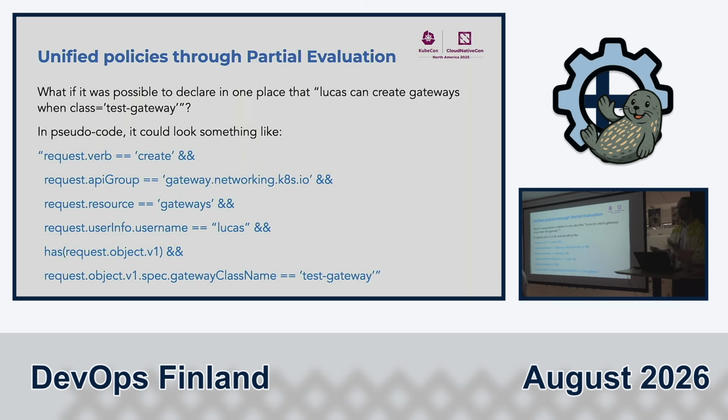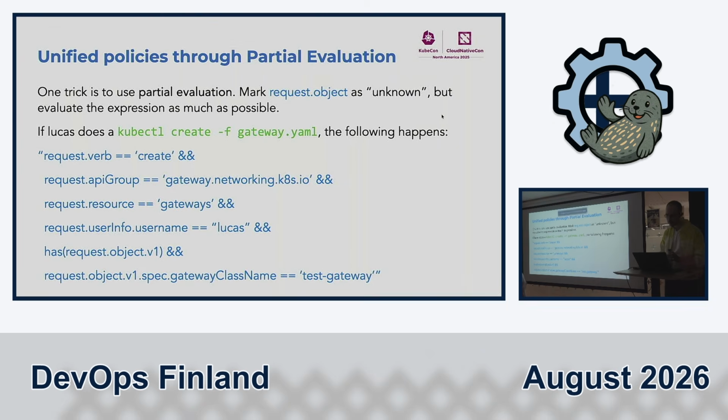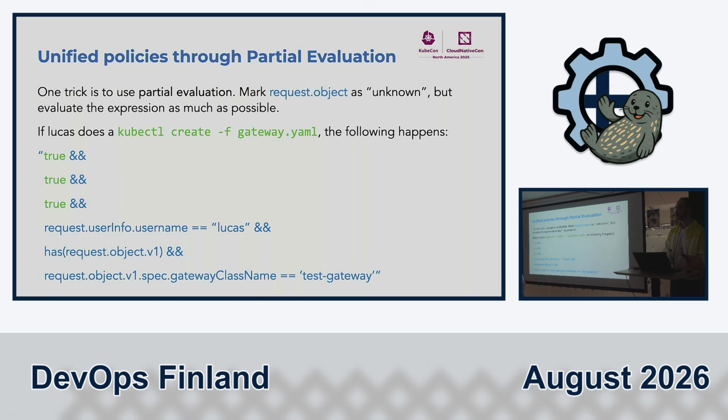Now the problem was, as we said, that the second phase, which is doing authorization, doesn't have the object. So how do we resolve this without the object? That's where this concept of marking something unknown comes in. So if I do this request, now we can conclude that the verb was create, because I'm doing a kubectl create. The gateway API group is there. It is a gateway resource. It is me that is doing it, so that's also true. And I'm sending actually a v1 gateway object. So all of these things are true.